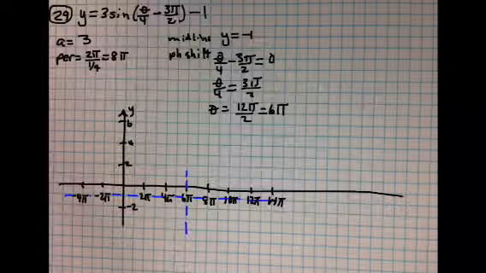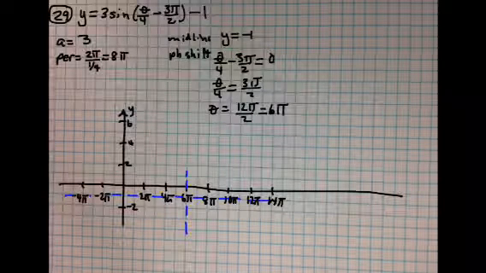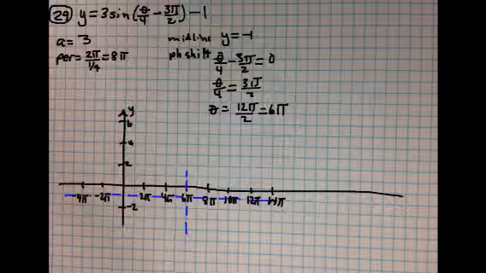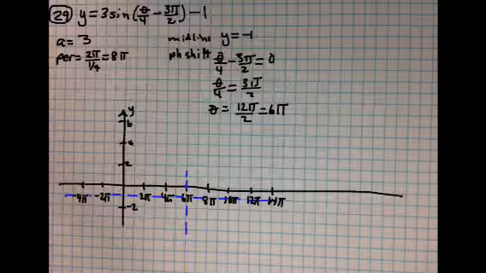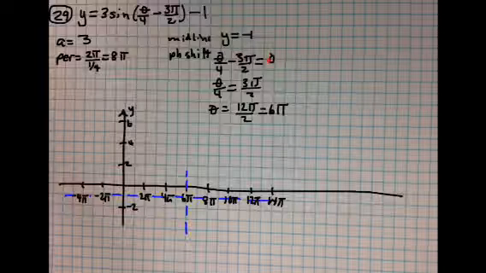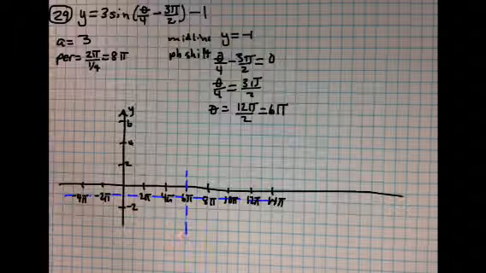So for this one, the amplitude is 3, the period is 2 pi over 1/4, so you multiply by 4 top and bottom, so you get 8 pi. Midline is y equals negative 1, and then you set the argument equal to 0, so you move this over to the other side and multiply by 4, so 4 times 3 is 12, 12 divided by 2 is 6. So it's going to shift over 6 pi, that's why you see the line here, and here's your midline.